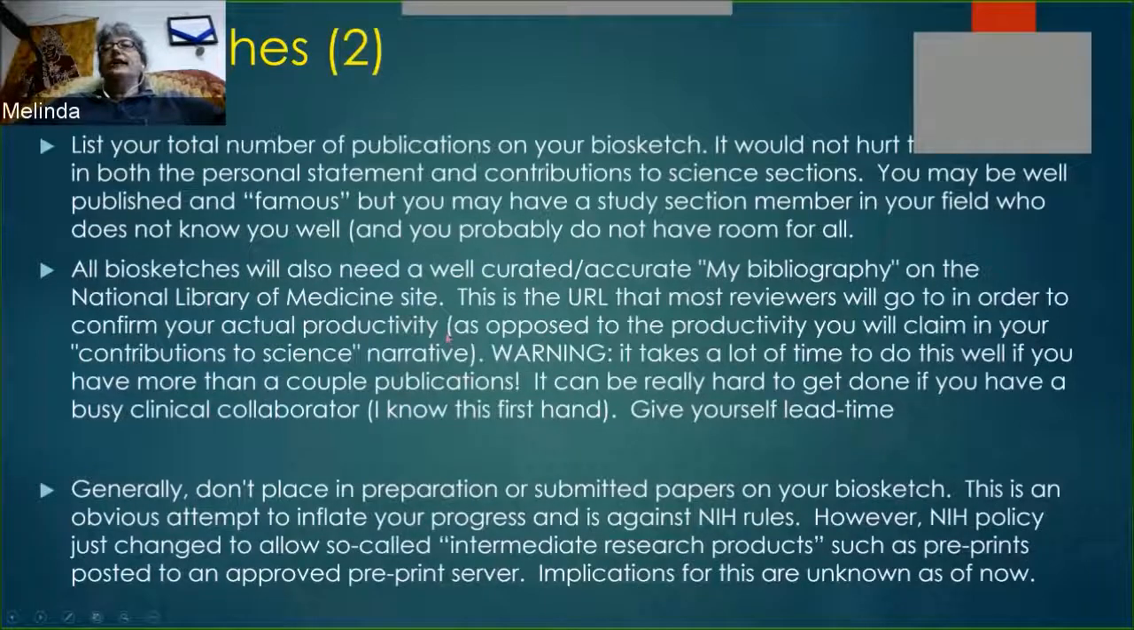Now, a couple of things that aren't really in the format but can be really helpful. You want to list your total number of publications on your biosketch. And it might not hurt to say this both in the personal statement, where I'm qualified to do this because I've published 20 papers in this area, and also in the contributions to science sections. If you have published 5 papers on a certain topic, say that in the 5 publications that I have published on this topic, I have discovered blah, blah, blah.